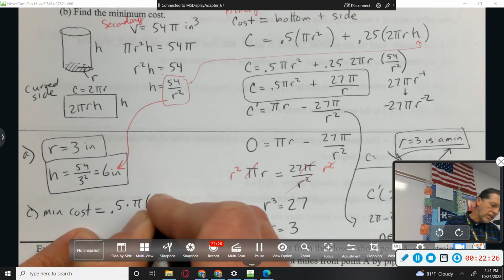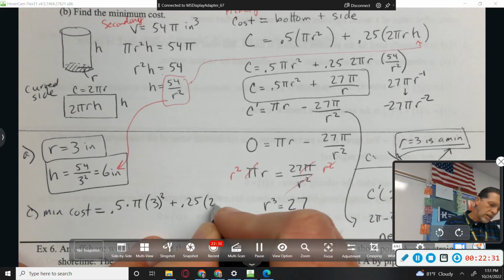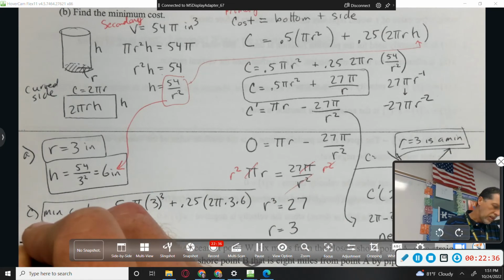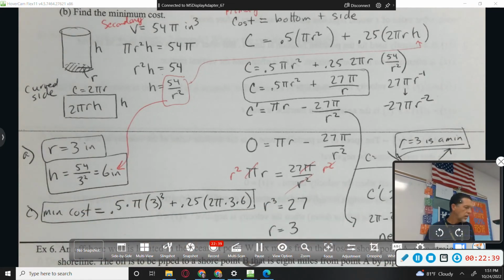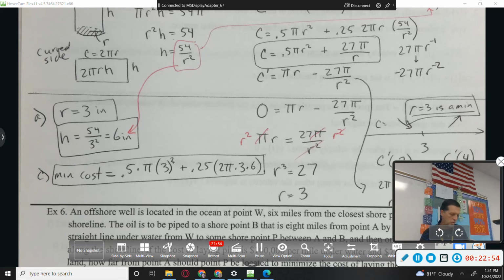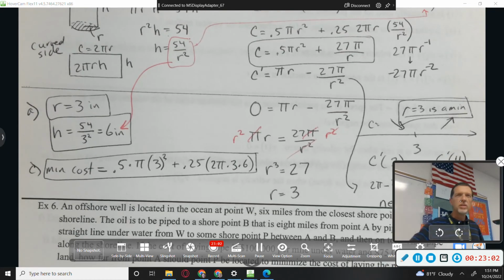0.5 times pi times 3 squared plus 0.25 times 2 pi times 3 times 6. What does that equal? I have no idea. So if it was a multiple choice test, you might have to simplify that down. Free response, I would leave it at that. Don't risk messing something up. Questions on that one?